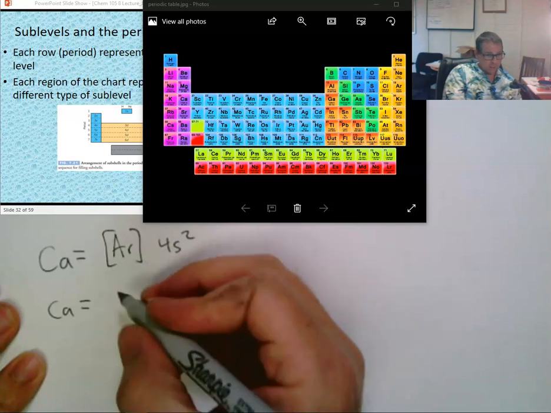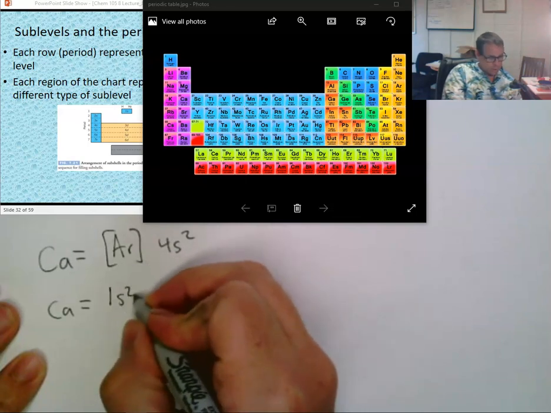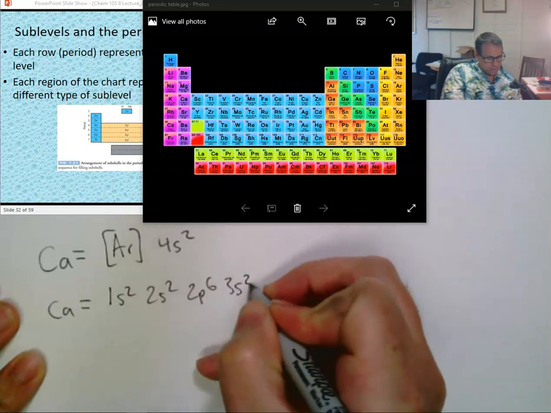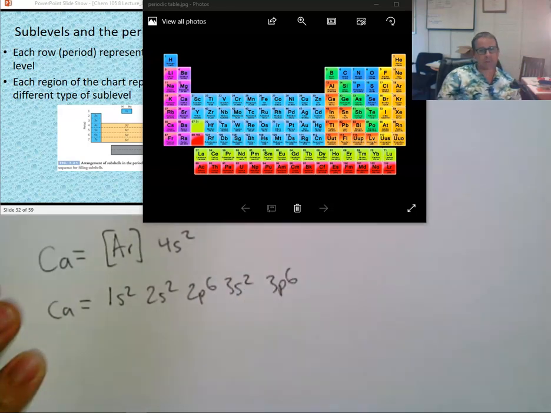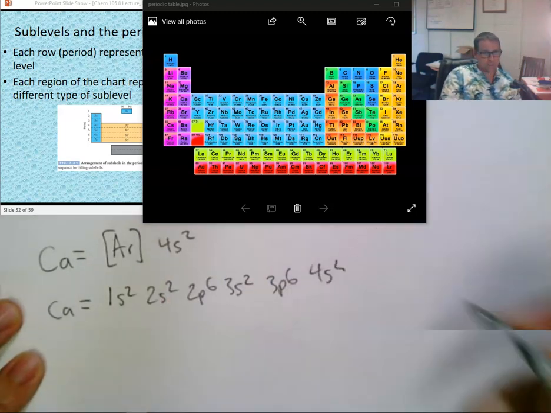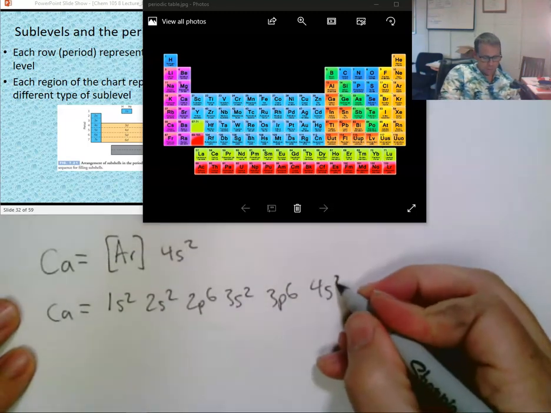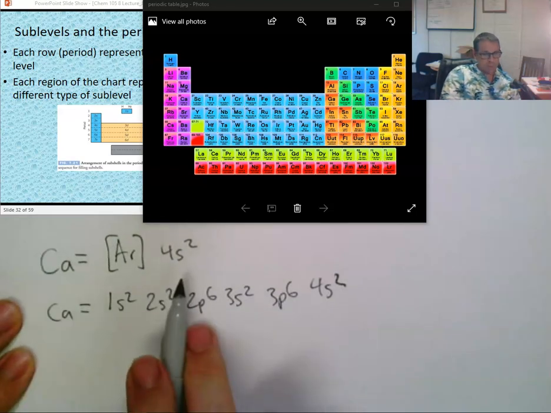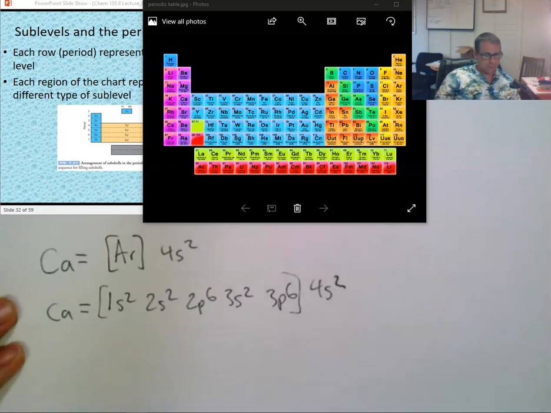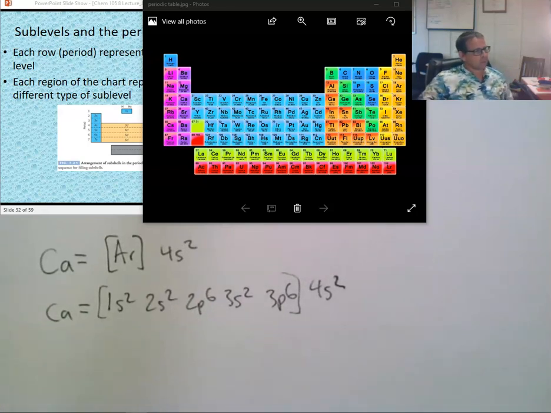Argon, its electron configuration is 1s2, 2s2, 2p6, 3s2, 3p6, right? And then 4s2. So these are the two electron configurations for calcium. This is the abbreviated version because this is basically the argon core. All right? Very good. Excellent. The longer version.